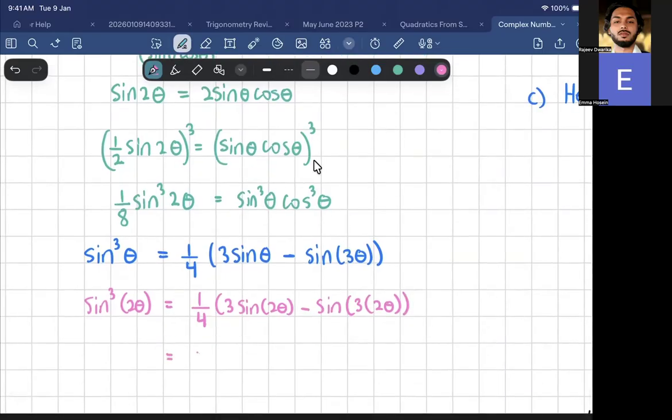Now sine cube 2 theta is just going to give us a quarter of 3 sine 2 theta minus sine 6 theta. You okay with that, right?